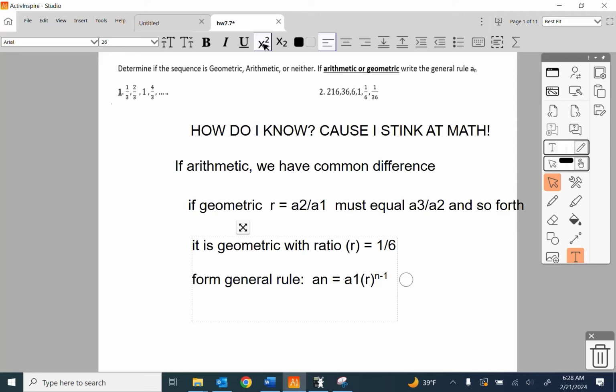Anyways, the nth term, a sub n, is going to be the first term, 216. Here's a sub 1 right here. First thing I see. Times a ratio of 1/6 raised to the n minus 1. And there you go.